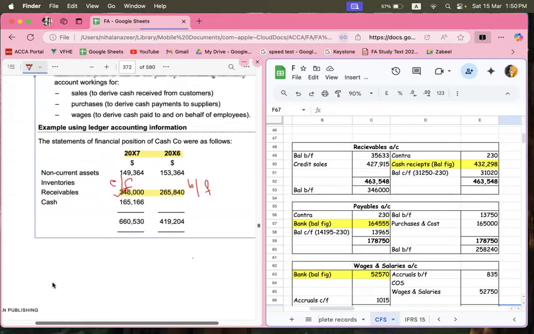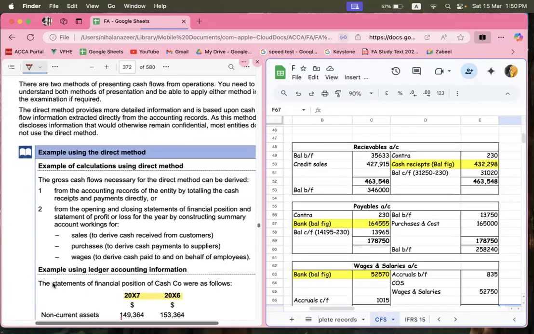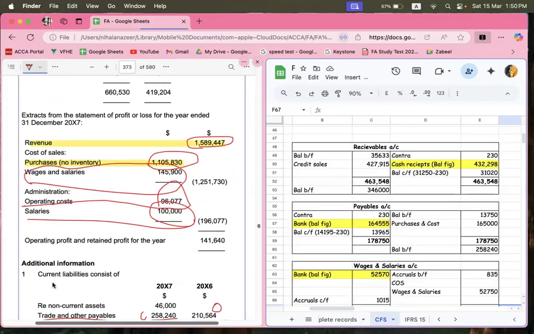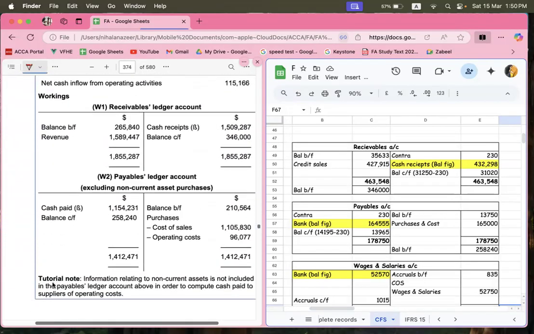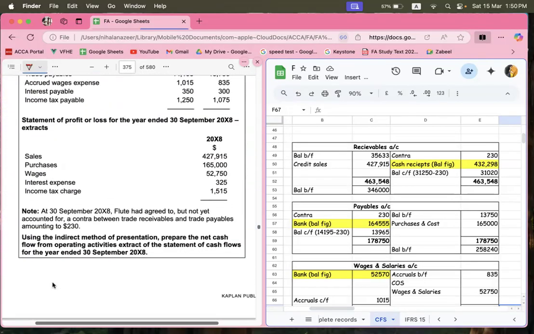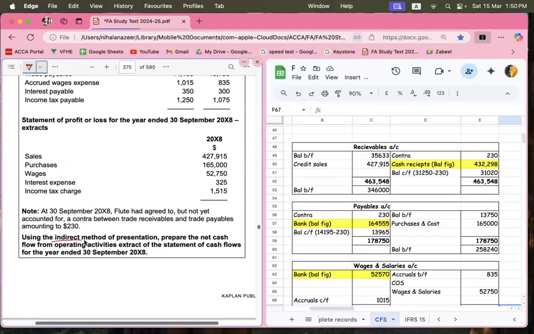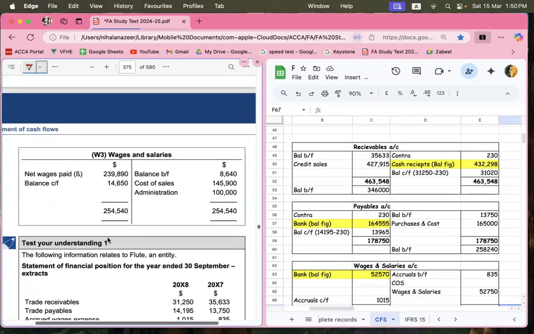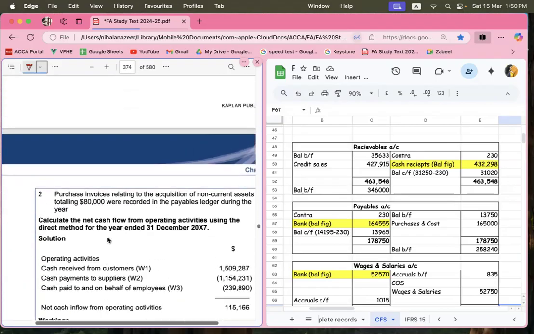There's a correction. Sorry, this is the direct method, and this question TYU1 is supposed to be direct. It's just a typo. All right, it is direct itself.